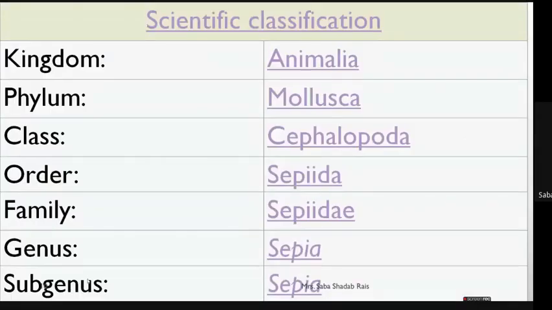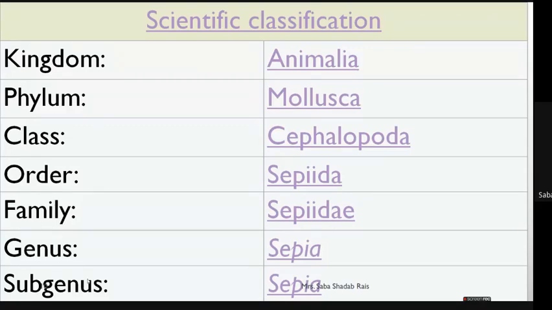Now let us talk about the classification of the sepia. Classification has a very important role in zoology. The study of classification is called taxonomy. Taxonomy means systematically arranging an organism into its perfect class.